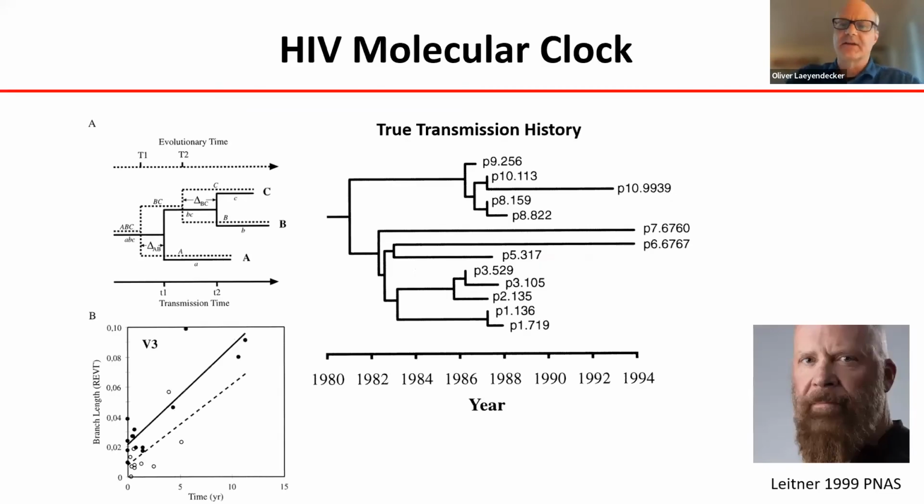But the directionality of transmission is really based on two bits of data. One is the molecular clock of HIV, and really this goes for a lot of viruses, that there's a relationship with viral divergence with time.